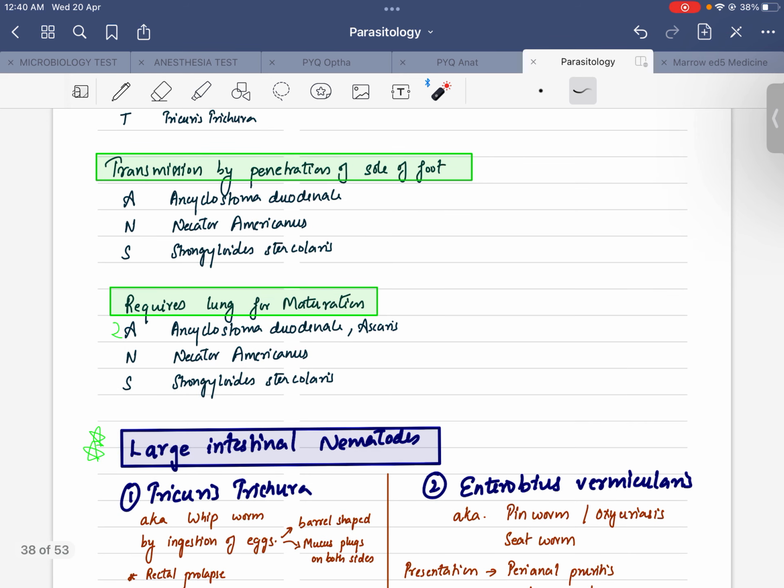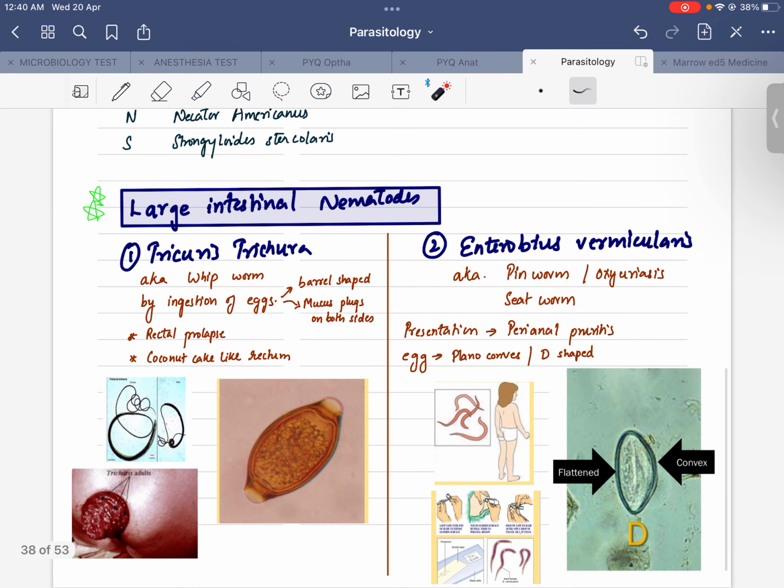Let us start with the large intestinal nematodes. Two are very important, both very, very important: Trichuris trichiura versus Enterobius vermicularis. Trichuris trichiura is also called the whipworm. The egg is very important. How does the egg look? The egg is barrel shaped and has mucus plugs on both ends. Barrel shaped egg with mucus plugs on both ends is for Trichuris trichiura.